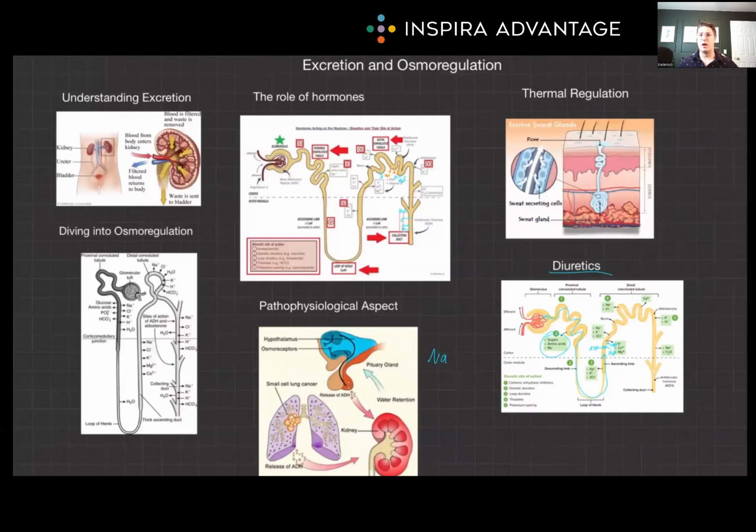Excretion and osmoregulation are complex but absolutely essential processes that maintain our body's internal stability. By understanding these mechanisms, we gain some insight into the intricate balance our bodies navigate daily to sustain life, as well as getting you way more points on the Biochem section of the MCAT.